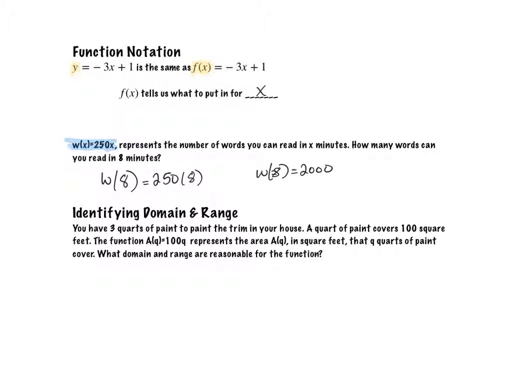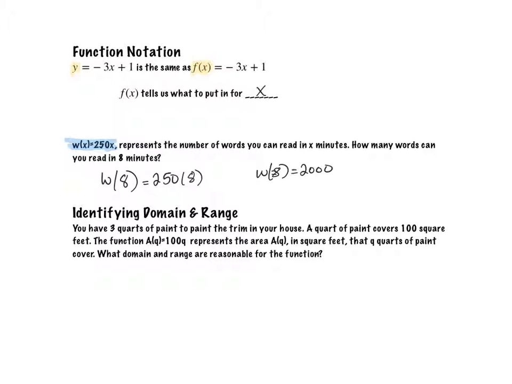That's just like evaluating expressions, which I think we've done a little bit of. All right, one last little practice. This follows from what we did the other day with domain and range. It tells me that I have 3 quarts of paint to paint the trim in your house. A quart of paint covers 100 square feet, and it gives us this function: A of Q represents the area in square feet that Q quarts of paint covers. So it wants to know what domain and range are reasonable for this function.